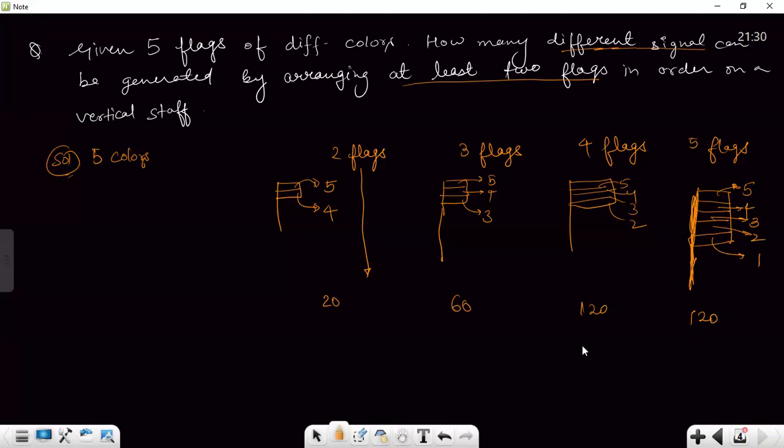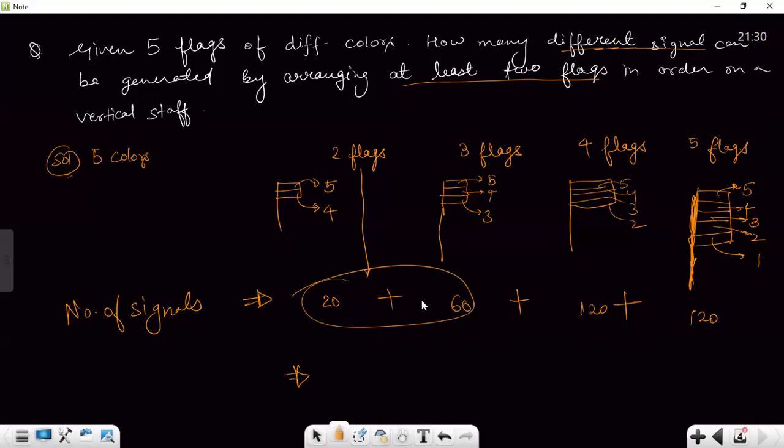So how many total signals? 20 plus 60 plus 120 plus 120. Why plus? Because they are independent events, different numbers of flags. That's why the plus. Now this becomes 80, 200, 320. This makes it 320, the answer. So 320 signals can be generated.